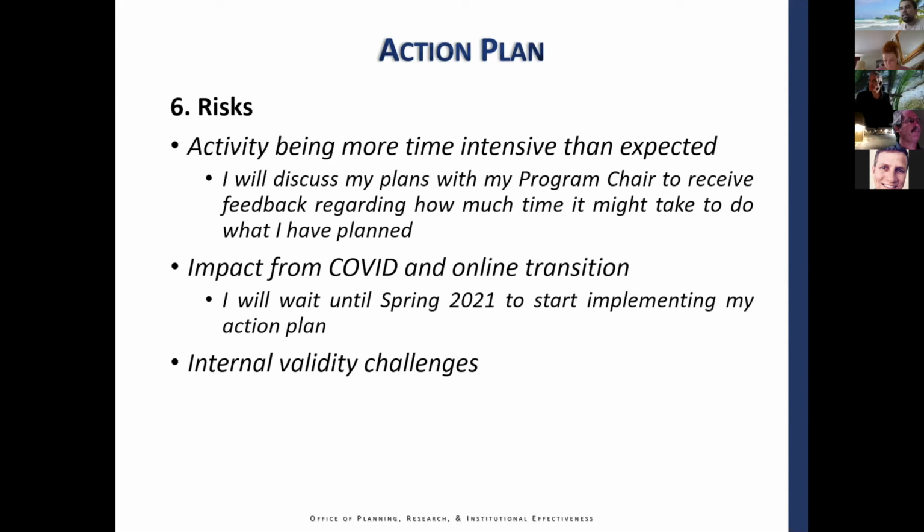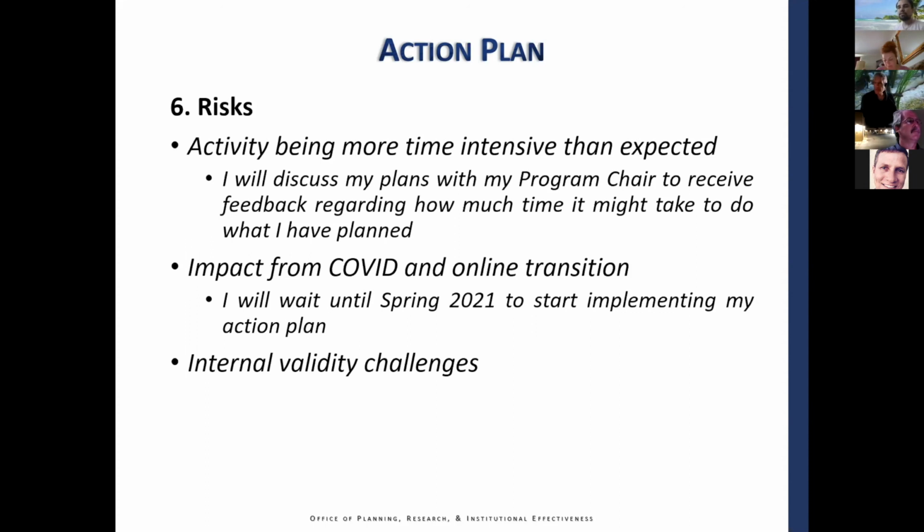Okay, before I jump to the next slide, any questions, any comments on this? Any additional risk that you foresee at this point? All right, it feels like we're good then.